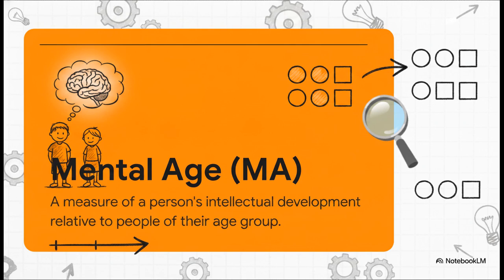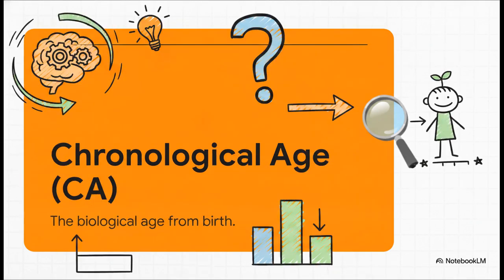So what does that actually mean in practice? Well, it simply means that if a child has a mental age of 5, their performance on an intelligence test exactly matches the average performance level of a whole bunch of 5-year-olds. It's an evaluation based purely on capability, completely ignoring the actual passage of time. Now, contrast that with chronological age, or CA, which is just a person's biological age from birth, literally the number of years you've been alive.